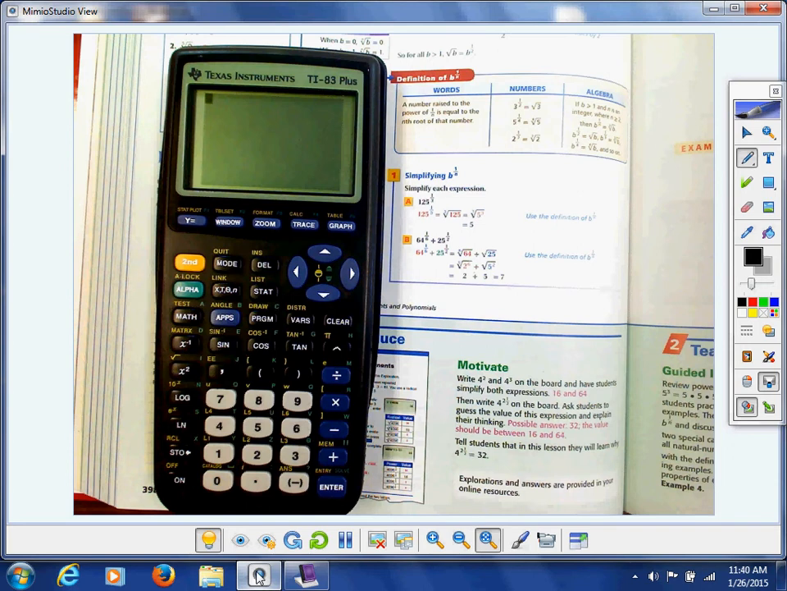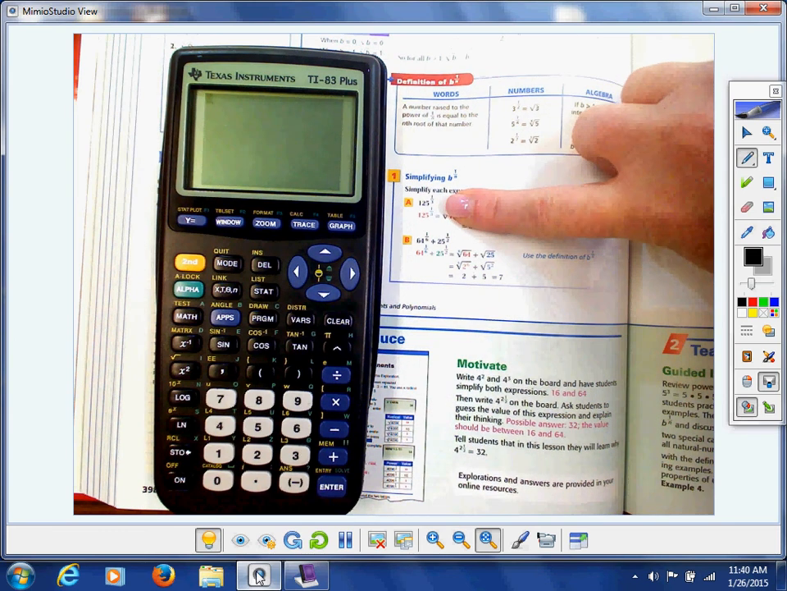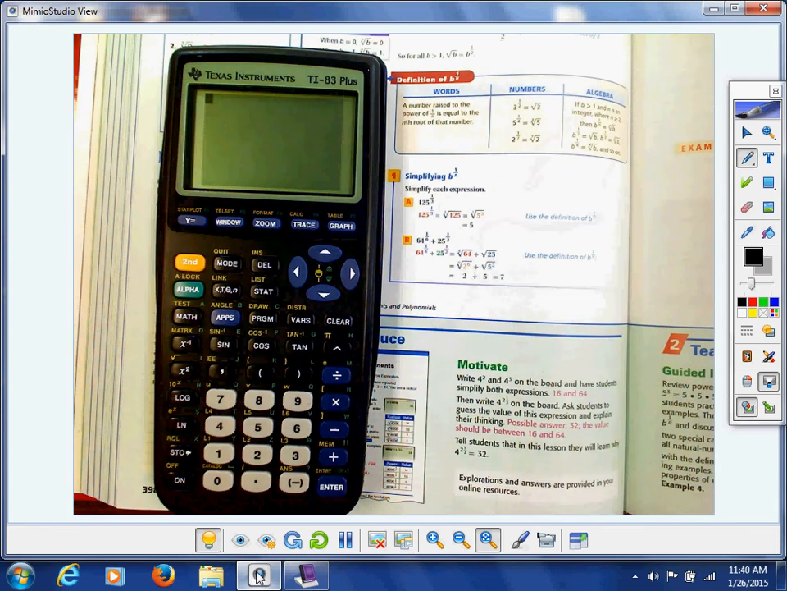So a lot of you have the TI-83 Pluses. The keying sequence is the same on the TI-84s as well. Okay? So let me just show you how to do both a cube root in your calculator and how to raise 125 to the 1/3 power. And you can see I've got it right here in your book. That's what we're looking at right here. Okay? Now, let's do the cube root really quick. I just want to show you what that looks like.